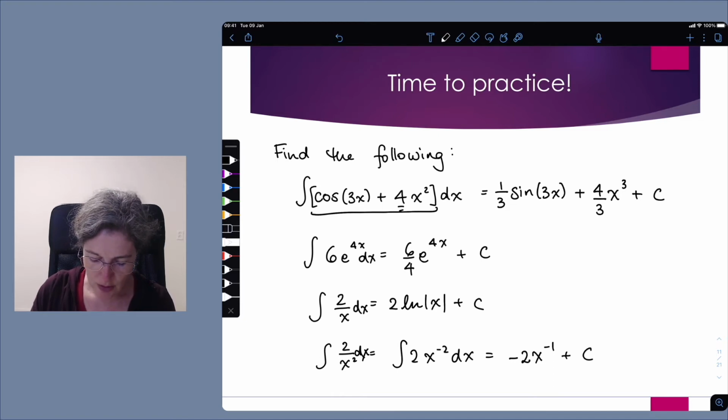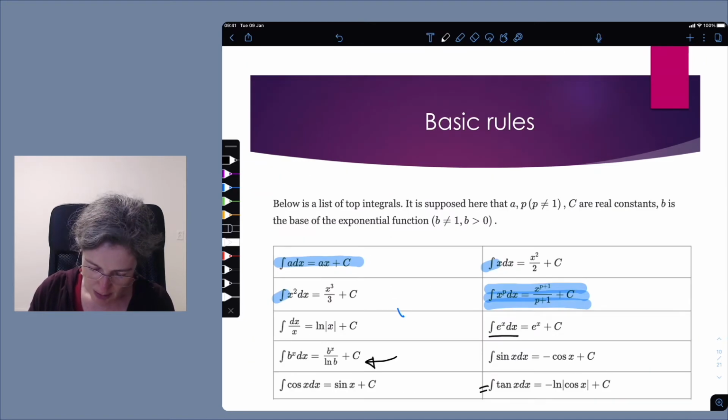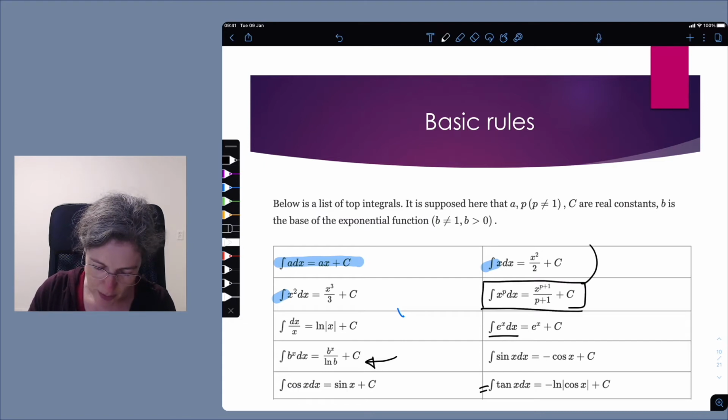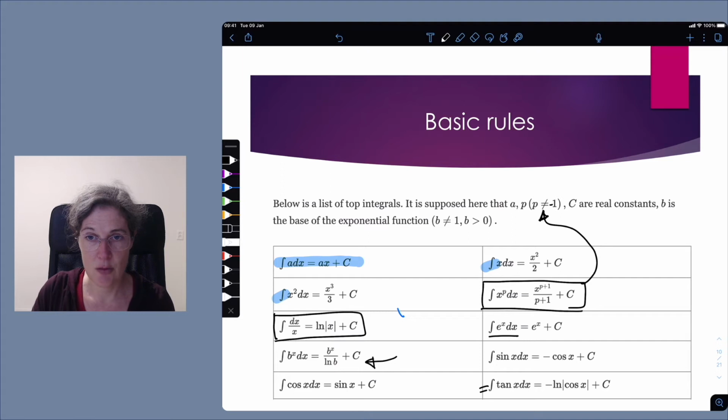So the thing to notice here is this rule here. Read the fine print: it only applies when p is not equal to minus 1, because when p is equal to minus 1, we're actually in this case over here. Okay, so just be a little bit careful.